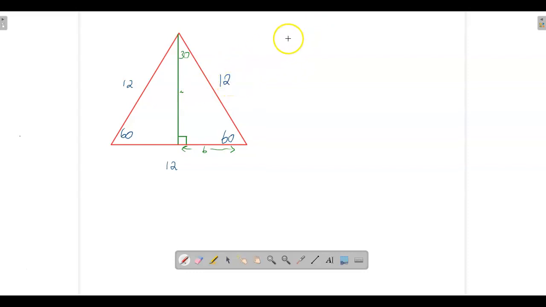by using Pythagoras. So the missing side will be 12 squared, take away 6 squared, and then I'm going to square root it. Now I'm not going to use my calculator for this. This is 144, but you can check this on your calculator if you want. Take away 36, and this gives me the square root of 108.